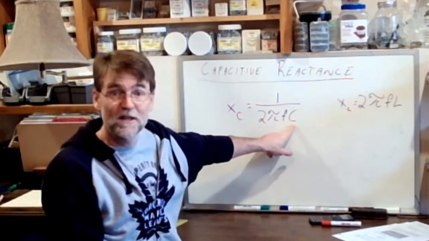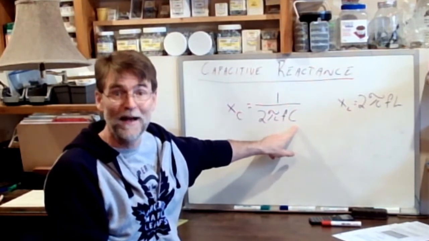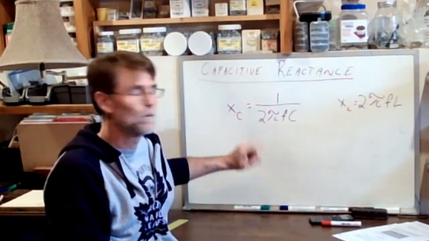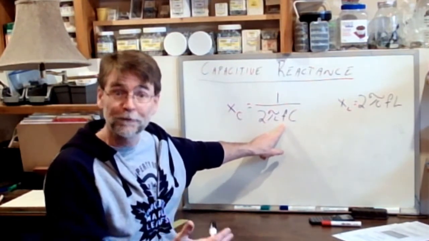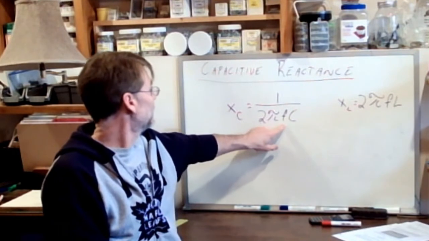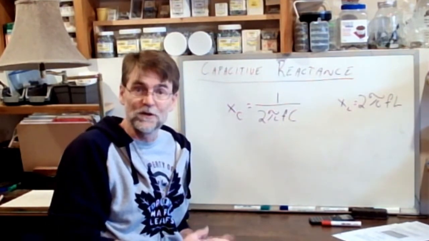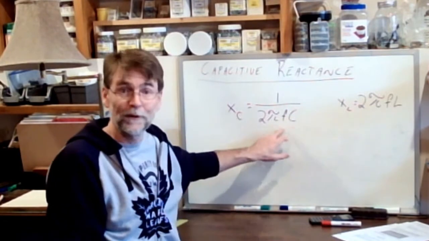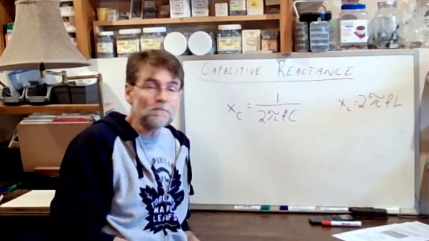So the size of the capacitor is inversely proportional, so a larger capacitor offers less capacitive reactance, okay? And a higher frequency also results in less capacitive reactance in the circuit. So now we have an inversely proportional relationship between frequency and capacitance and the capacitive reactance.